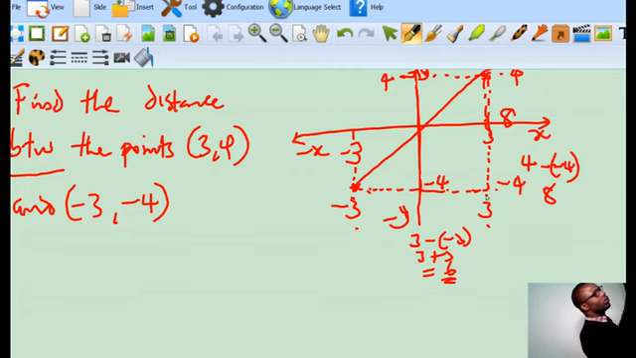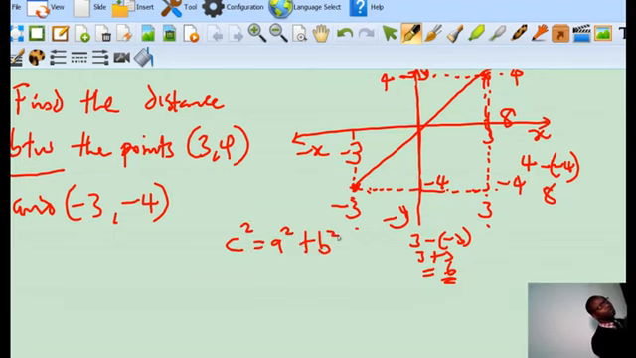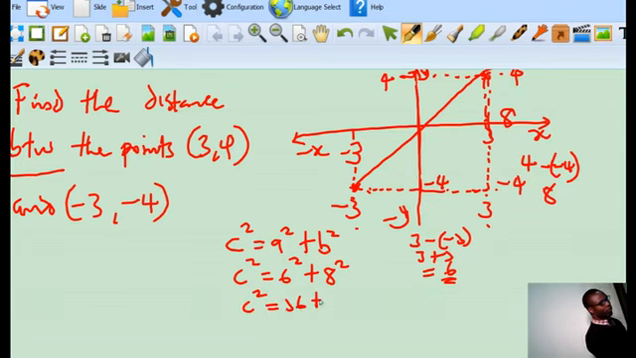Now, to find this, don't forget this looks like a right angle triangle, so don't forget your Pythagoras theorem. That will be c squared equals a squared plus b squared. So c squared equals 6 squared plus 8 squared. Now, c squared equals 36 plus 64, and that is equal to 100. Now, your c will be the square root of 100, and that will be 10.